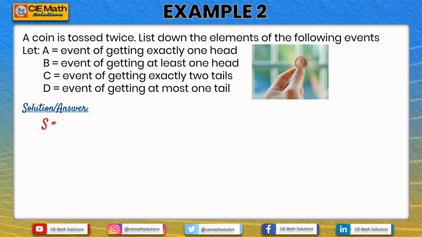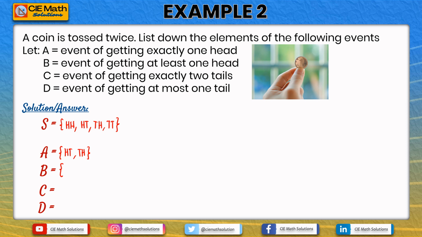The first thing to do again is to list down the sample space. The sample space, based on our previous example, is head-head, head-tail, tail-head, and tail-tail. To list down the elements then of each of the events, for event A, event of getting exactly one head, looking at the sample space, which among those elements of the sample space contain exactly one head. These are head-tail and tail-head. So event A contains head-tail, tail-head. No other elements.